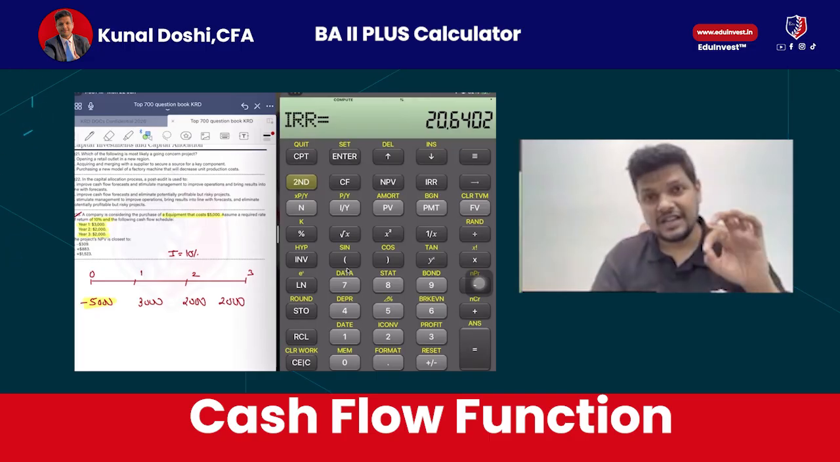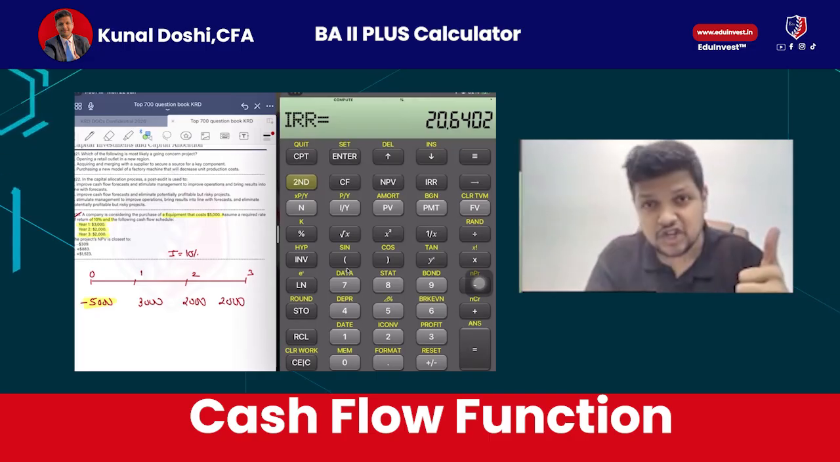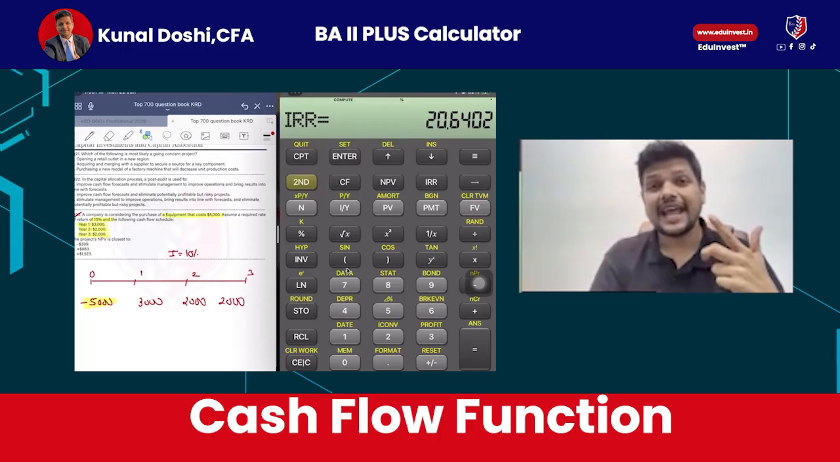This is where we discover how to use the cash flow function, how to calculate NPV and IRR in one equation.